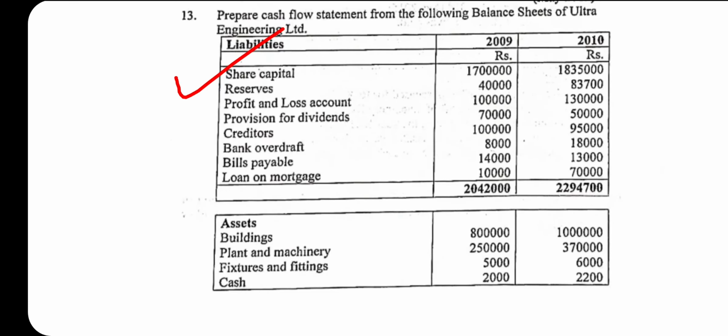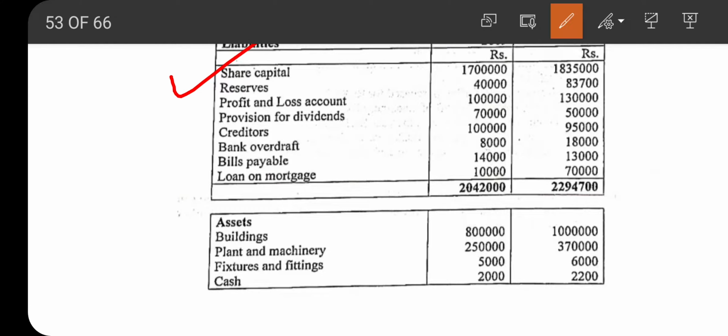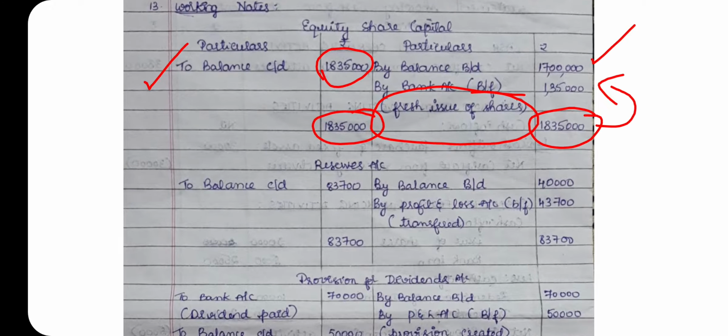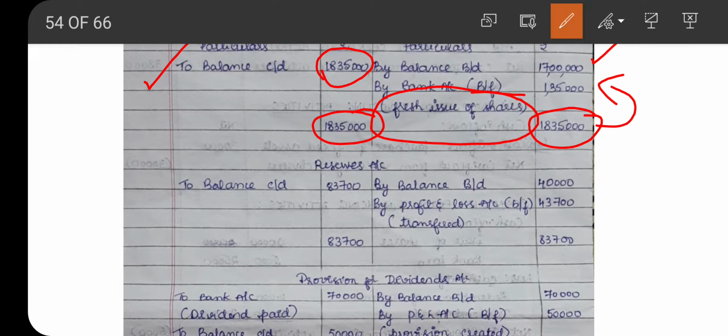The next item is reserve. Opening balance is 40,000, closing balance is 83,700. So we don't have any other adjustment relating to reserve. So we'll open the reserve account. So by balance brought down 40,000. To balance carried down 83,700.